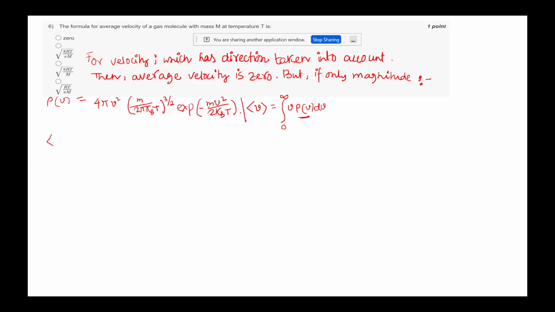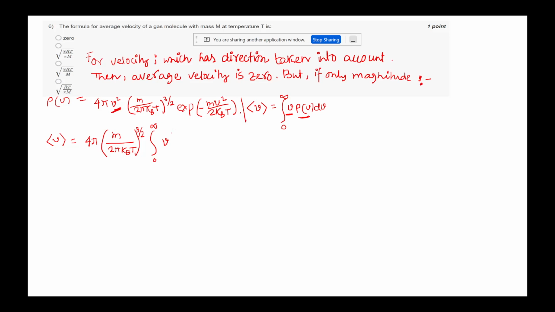So now we will take all the constant part outside. So this will be 4 pi, the constant to the power 3 by 2, integral from 0 to infinity. So there is a v, and here there is a v square, right?